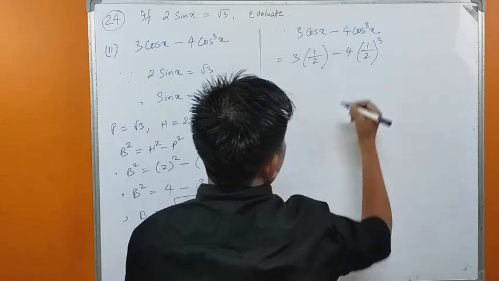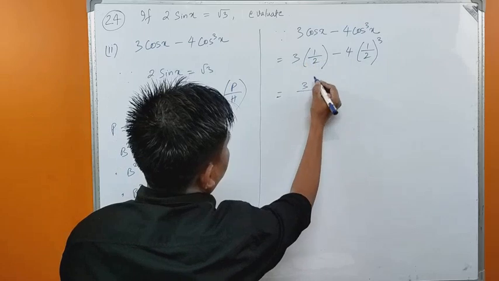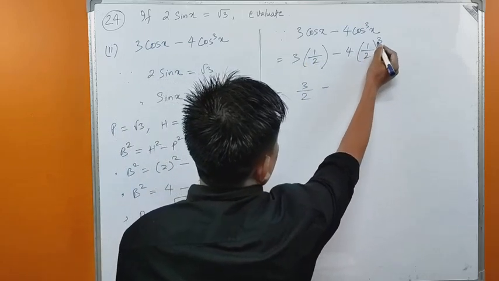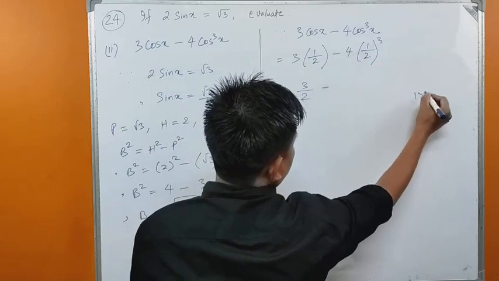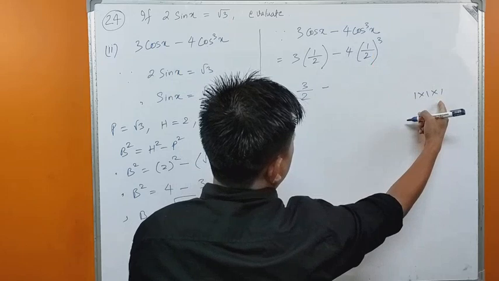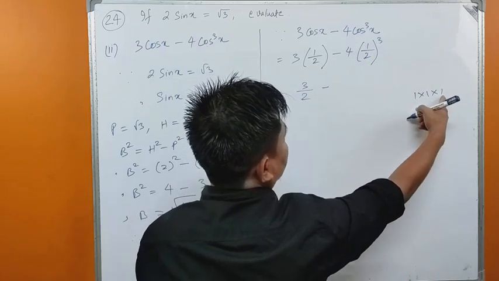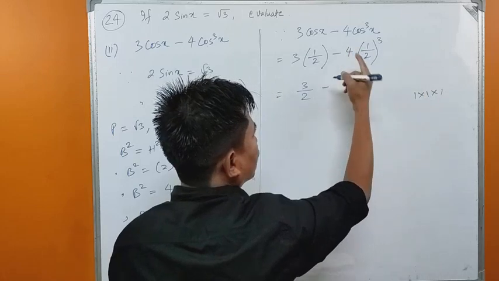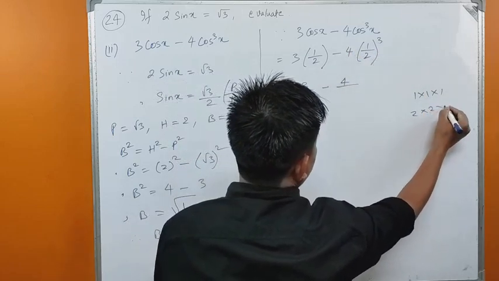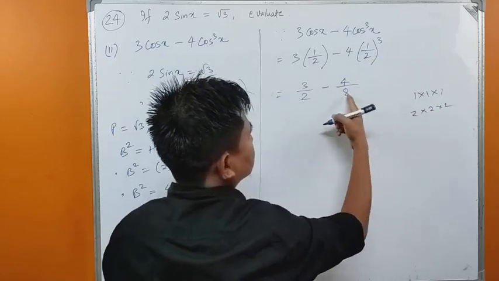Cube means we need to put cube, okay? So 3 into 1 is 3 upon 2 minus 1 cube is 1. 1 cubed is 1 into 1 into 1, isn't it? So 1 into 4 is 4. 2 cubed means 2 into 2 into 2. So 8.